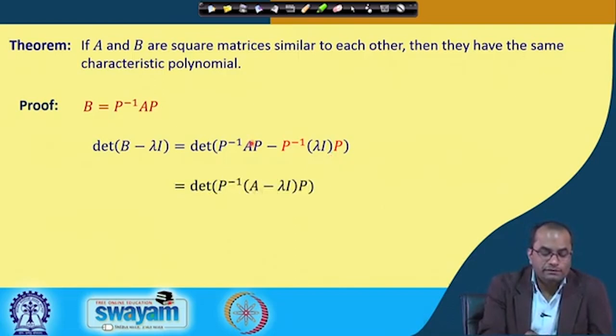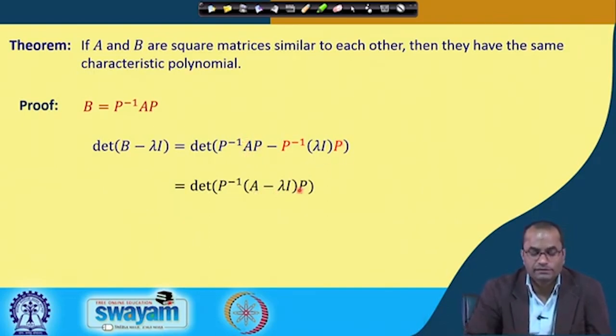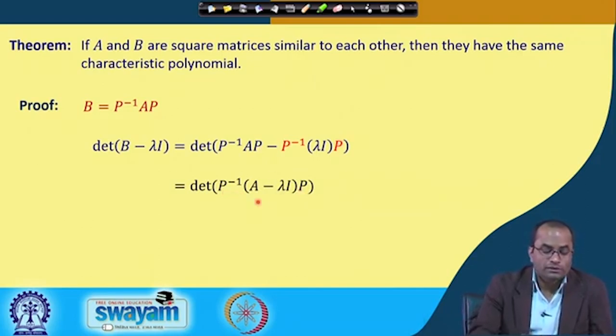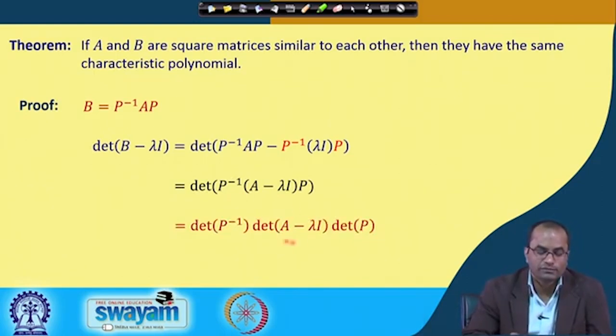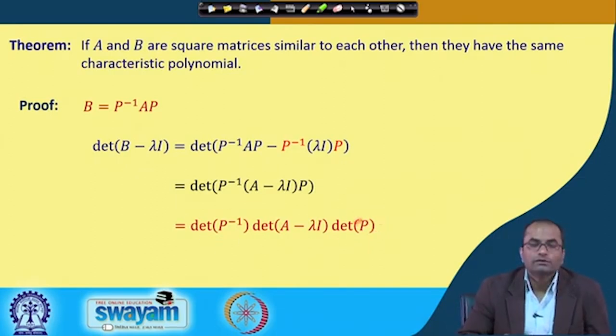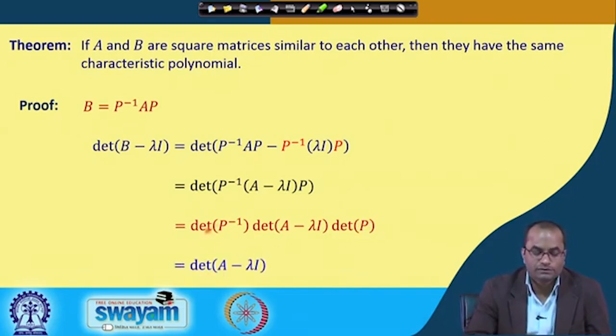So, here in the determinant, let us take P inverse common from the left, and then we have A minus lambda I, and P we can take as common from the right-hand side. Now we can use the property of the determinant for the product of these three matrices: the determinant of P inverse, the determinant of the middle one, A minus lambda I, and the determinant of P. The determinant of P inverse and determinant of P cancel each other, because they are just reciprocals, and we are left with the determinant of A minus lambda I.